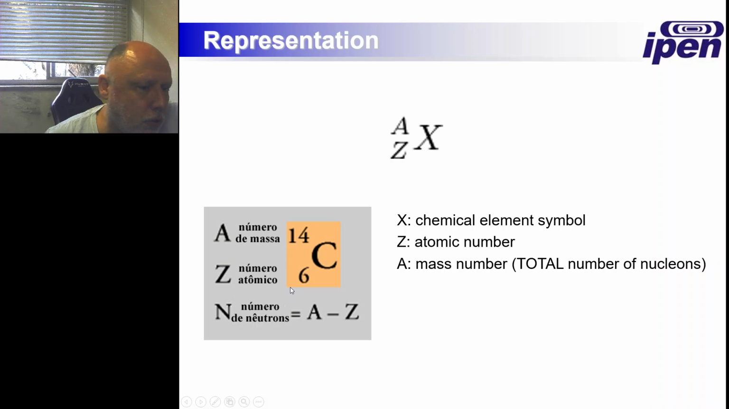We put it here usually for convenience. So it has 6 protons, meaning it's carbon, and the mass is 14. If you do 14 minus 6, you say, okay, it has 8 neutrons. Unlike the carbon 12, I said, that had 6 neutrons, right? So that's it. That's the symbol. And it's important to notice that the mass number should be up on the left.